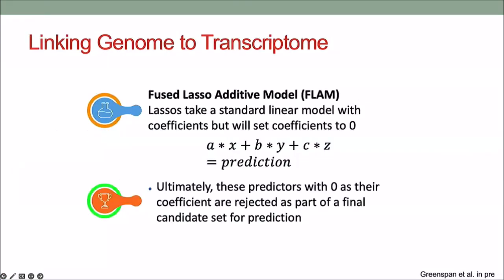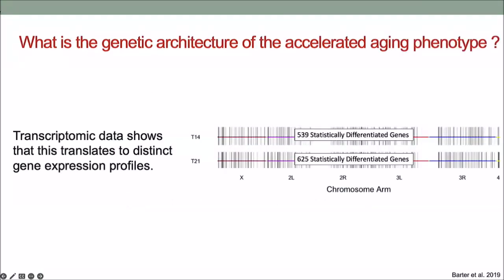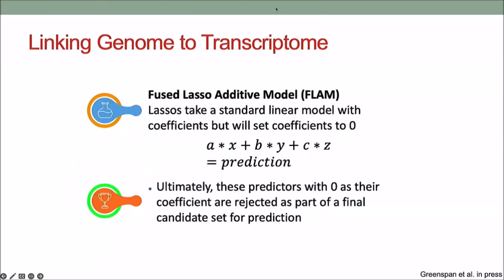So next, how do we make sense of this, right? We have all of these SNPs, we have all of these differentially expressed genes. Is there some way to connect these two to think more about what's actually going on in this system in terms of the underlying genetics? So this is where we've done some work trying to link the genome to the transcriptome using a lasso variant. This is called FLAM.